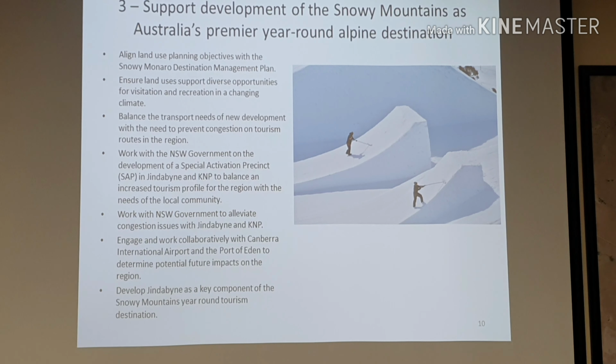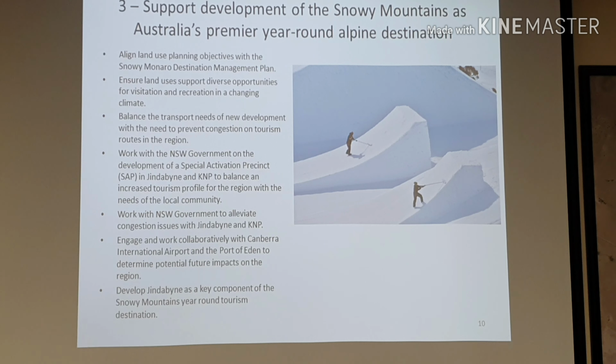So planning priority 3 is support the development of the Snowy Mountains as Australia's premier year-round alpine destination, and this is really focused on growing tourism all year round, as opposed to it currently being focused on the winter peak across those 3 months.